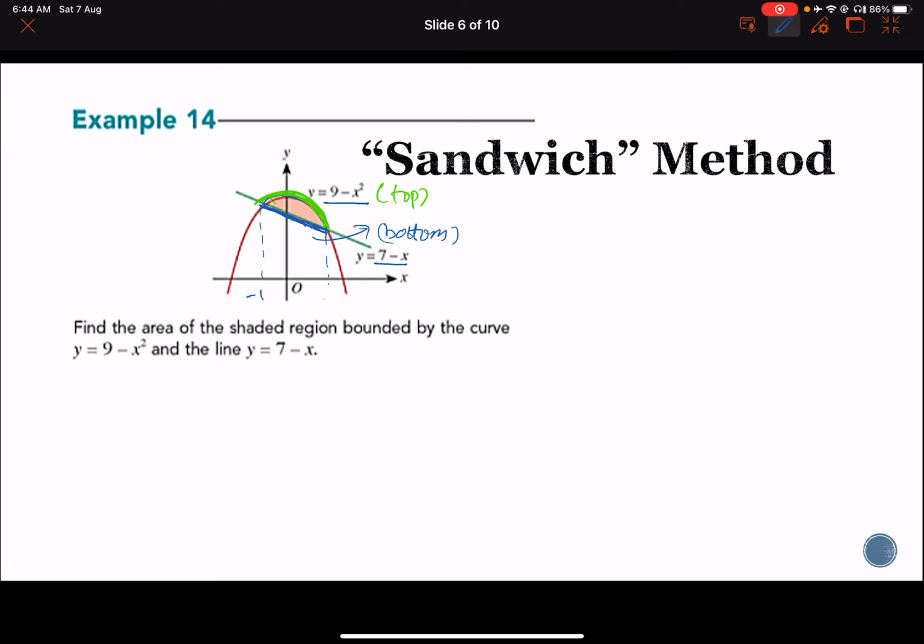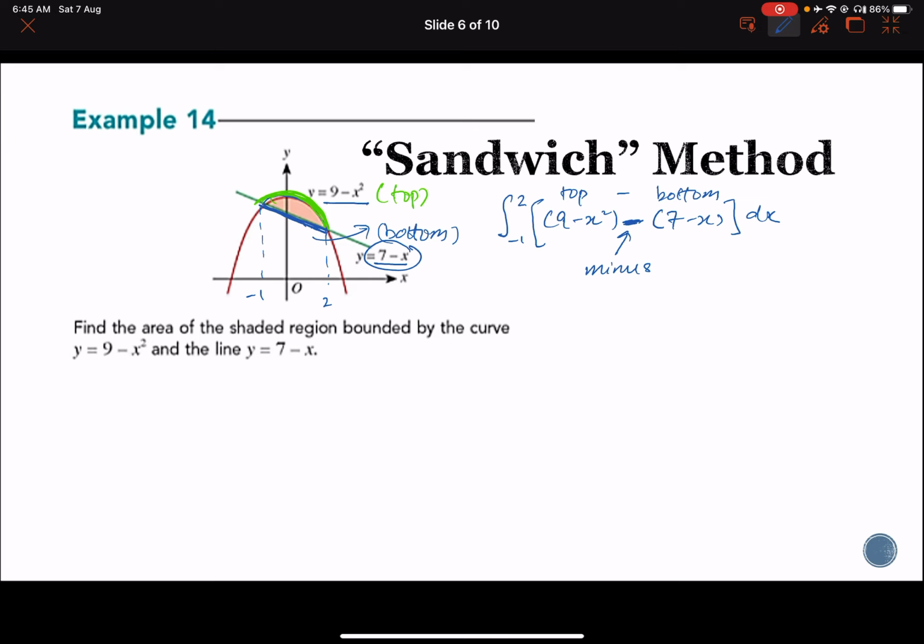Earlier on, we already knew that this is between negative 1 and 2. So we are going to integrate between negative 1 and 2, but first take the difference between the two equations. The top one comes first, minus the bottom one, which is the bottom of the sandwich, this equation here. So we have 9 minus x squared minus (7 minus x) dx. Top minus bottom. I didn't say curve minus line because sometimes it can be the other way around.